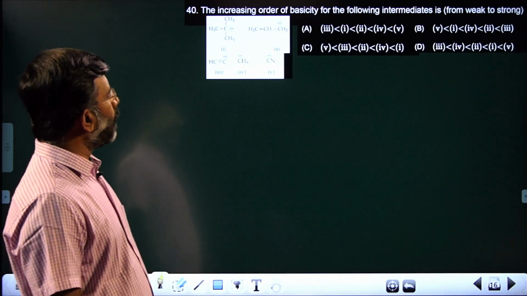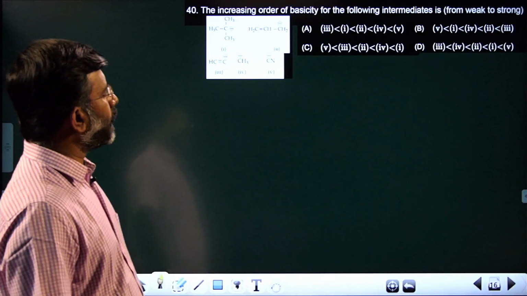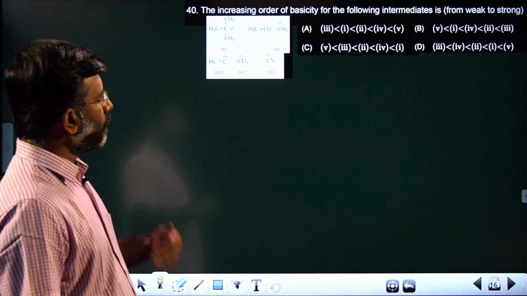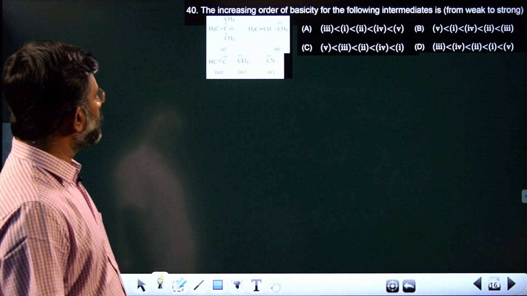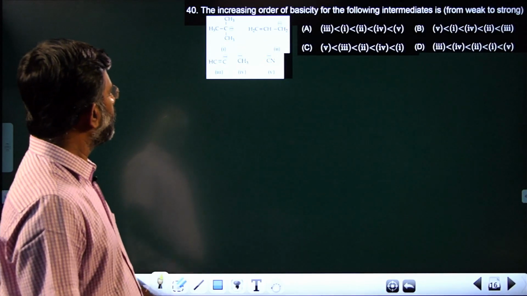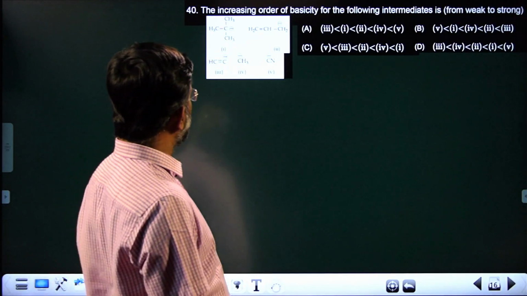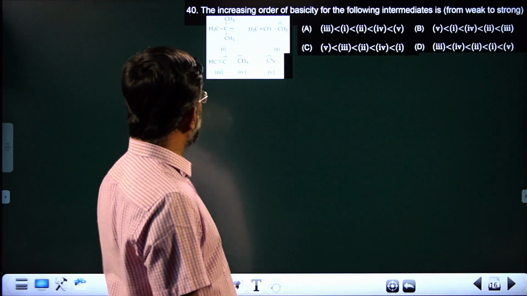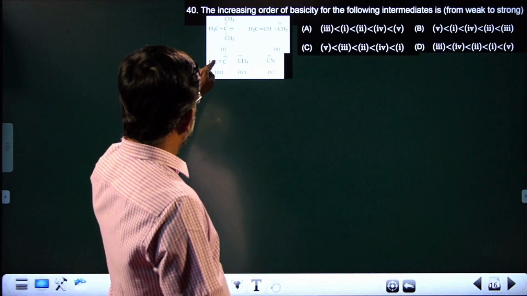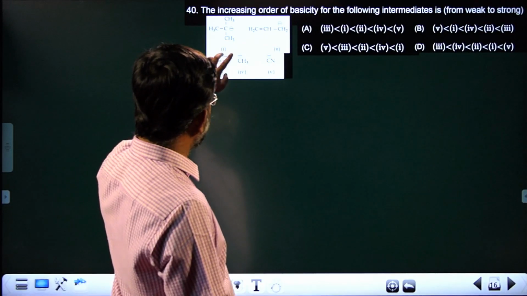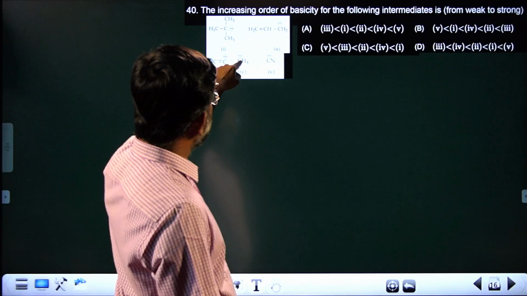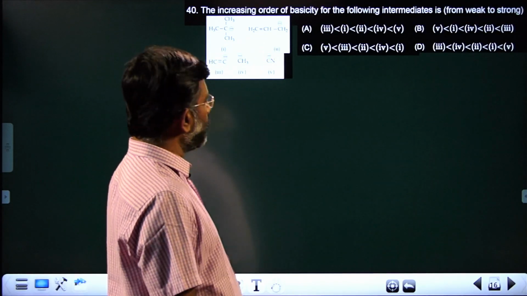The increasing order of basicity for the following intermediates is from weak to strong. You are given a tertiary carbanion, that is the tertiary trimethyl carbanion. There is the allyl carbanion, there is the acetylide carbanion, that is the ethenyl carbanion, and CH3 minus, CN minus.